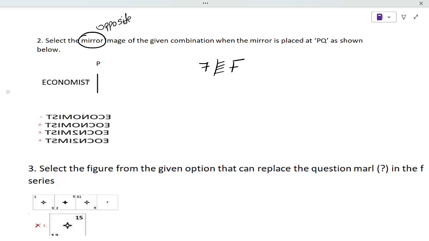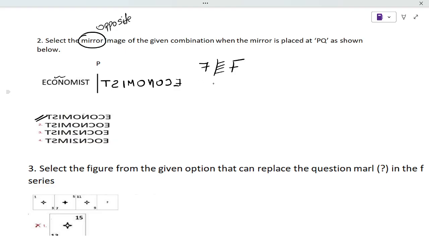So here we have D, that means the opposite of D will be the same as D. S will be something like this. I will be as it is, M will be as it is, O will be as it is, but N will be something like this. And O will be as it is, C will be opposite, and E will be opposite. So here option 1 is the answer.